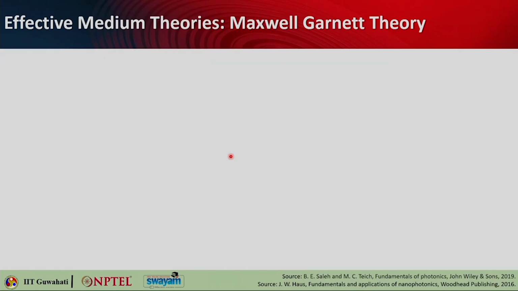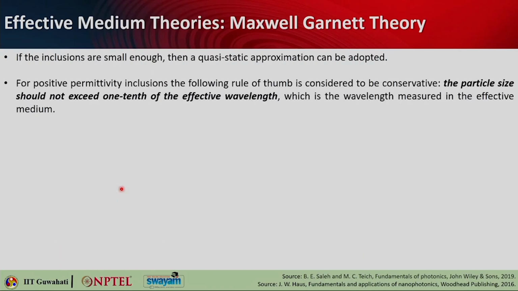First thing, if those inclusions, the small islands, are sub-wavelength in nature, you can easily adopt the quasi-static approximation, which you have already understood in previous lectures. In that case, if the inclusions are positive permittivity inclusions, okay, then the following rule of thumb is considered to be conservative. You can go with this rule that the particle size should not exceed 1/10 of the effective wavelength. So it should be less than lambda by 10, okay, and lambda is what? That is the wavelength at which you are measuring the effective medium permittivity.